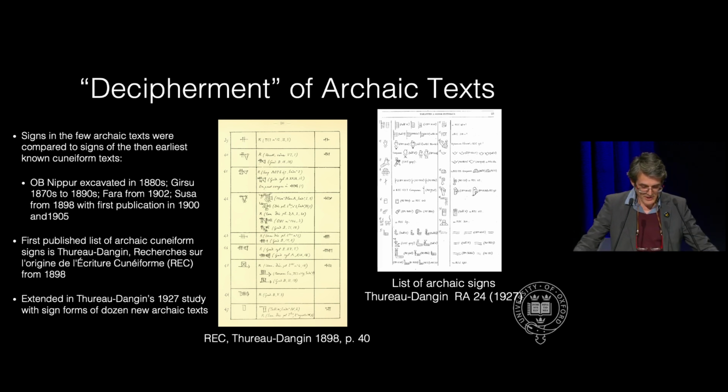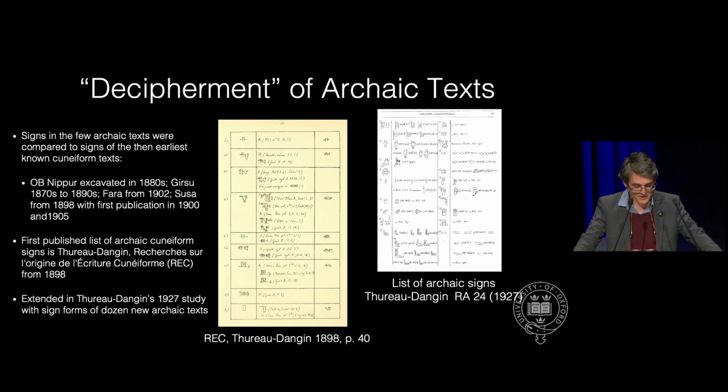At the end of the early campaigns at Girsu, Thureau-Dangin published his sign list, as I just mentioned, which is still very useful, the Recherche sur l'origine de l'écriture cunéiforme, which was the first list of early cuneiform signs. Here, Thureau-Dangin was able to show how the cuneiform signs of the late pre-Sargonic period, as well as of the time of Gudea of Lagash, were precursors to later cuneiform signs known from the growing corpora of 1st millennium BC texts.